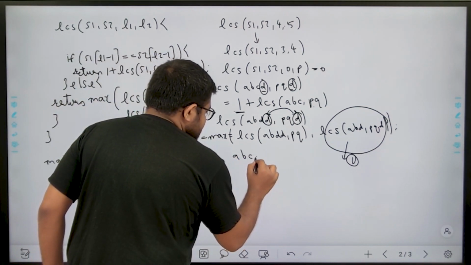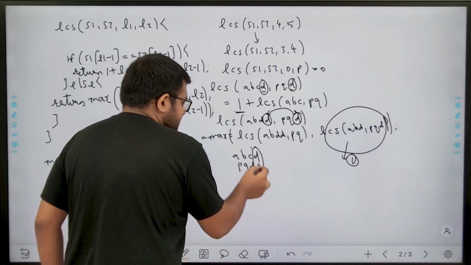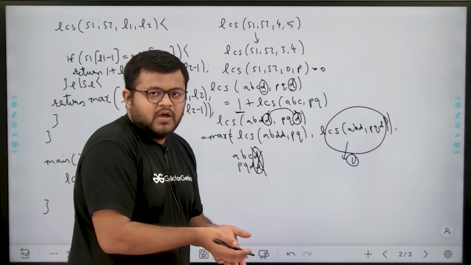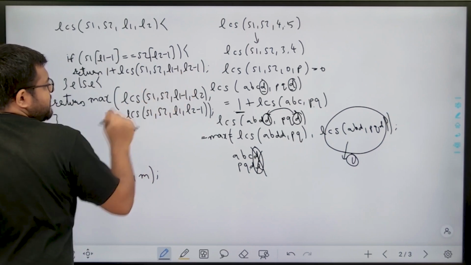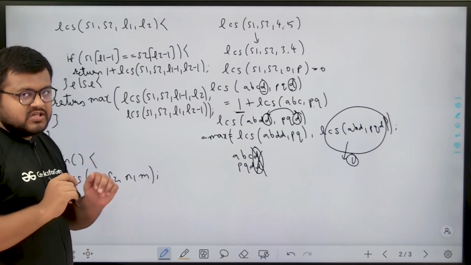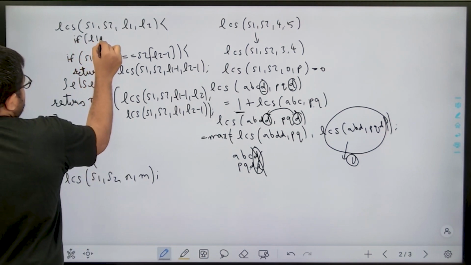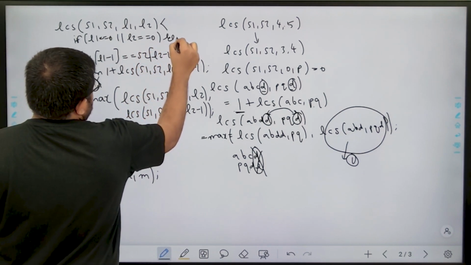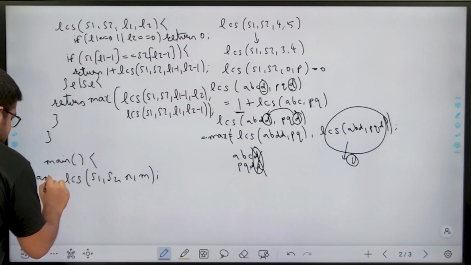Suppose I have A, B, C, D and I have P, Q, D, E. Now these two are not matching, but if I neglect both of them at a time, the D and D which were matching will also be lost. So if they are common, we will return 1 plus longest common subsequence of L1 minus 1 and L2 minus 1 length. Otherwise, we will return max of this case or this case. Is this much clear? And what will be the base condition? If L1 equals 0 or L2 equals 0, simply return 0. And here I will store this in my answer.